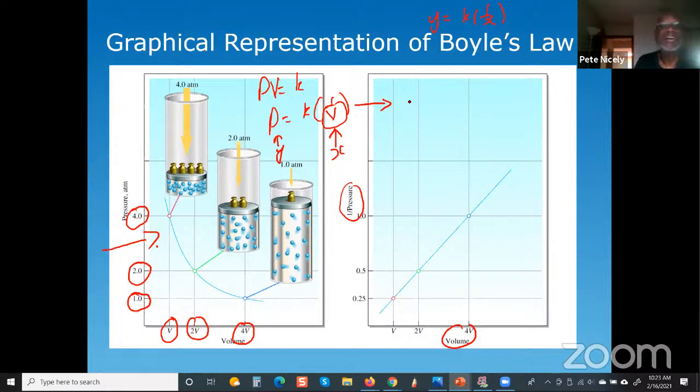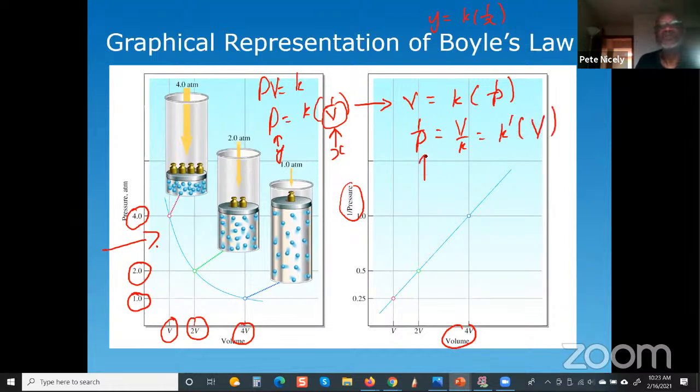I would say that I would switch these two. So V would be equal to K times 1 over P. And then 1 over P would be equal to V over K, which would be equal to K prime, which is another constant, times V, right?